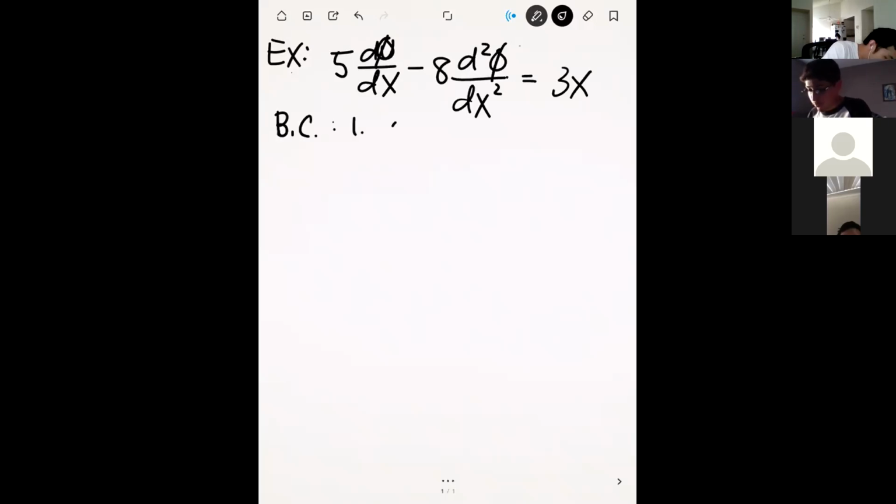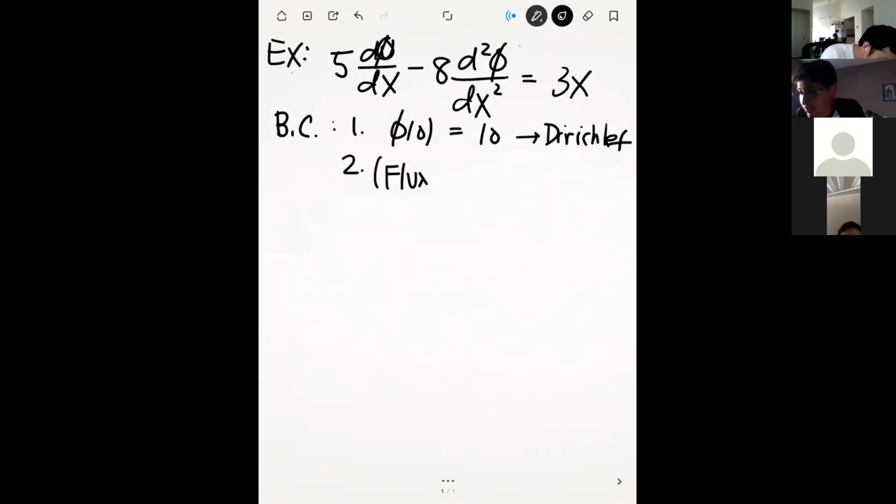The first boundary condition was phi at 0 is equal to 10. This was a Dirichlet boundary condition. Our other boundary condition was the flux at x equal to 1 is equal to 3. Remember, now that we're doing convection and diffusion for finite volumes, we changed the definition of the Neumann boundary condition. Before, it was always the derivative, but now we're going to say it is the total flux at those points, mostly for mathematical convenience.